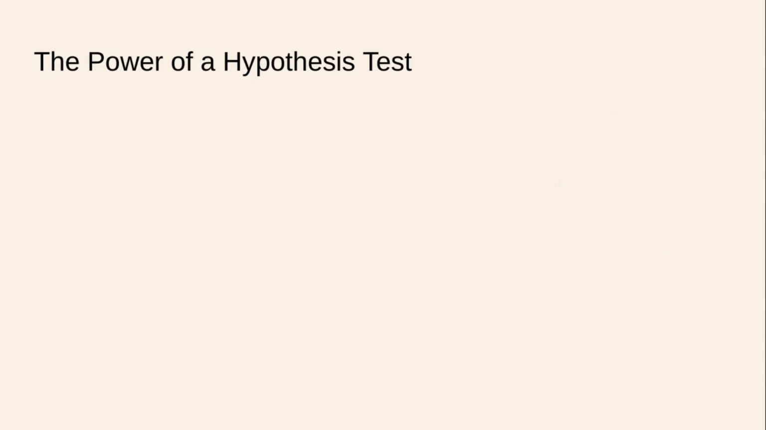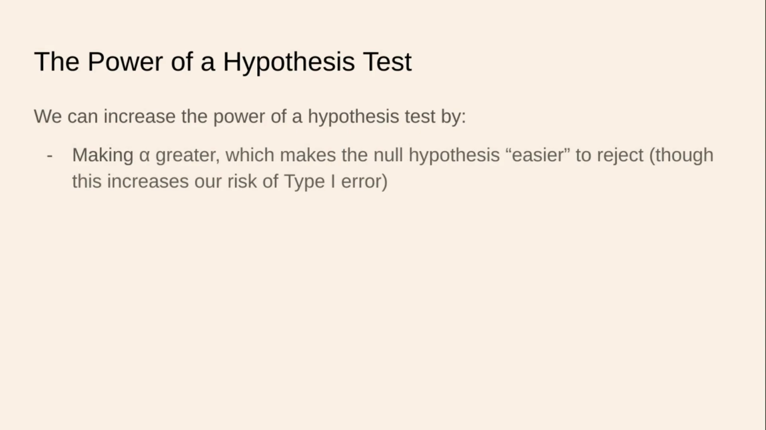So let's keep talking about the power of a hypothesis test. How can we increase power? Power is something that we want for a hypothesis test. We can increase the power of a hypothesis test by making alpha greater. If you make alpha greater, it's easier to get in that level of significance. It's easier to get a p-value that is below a high value for alpha, all right? It's easier to get in an alpha of 10% than an alpha of 5%, and easier to get within an alpha of 5% than an alpha of 1%, so on and so forth, all right? So the null hypothesis is easier to reject if alpha is greater.